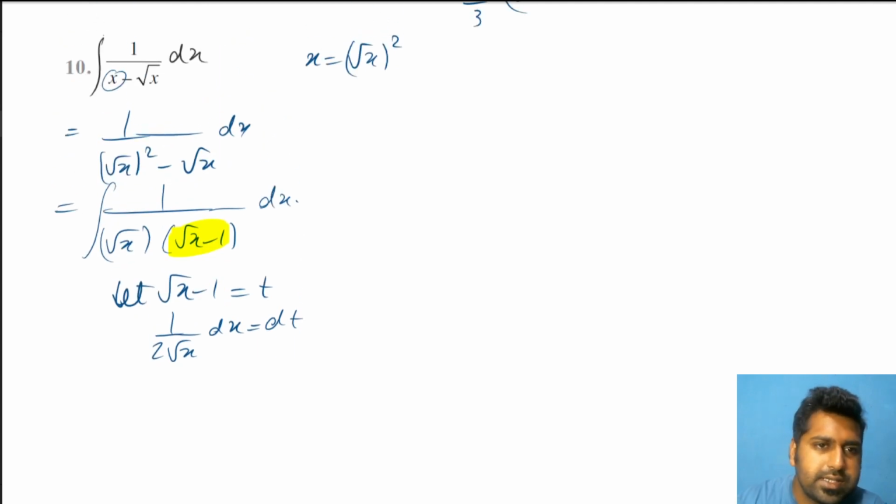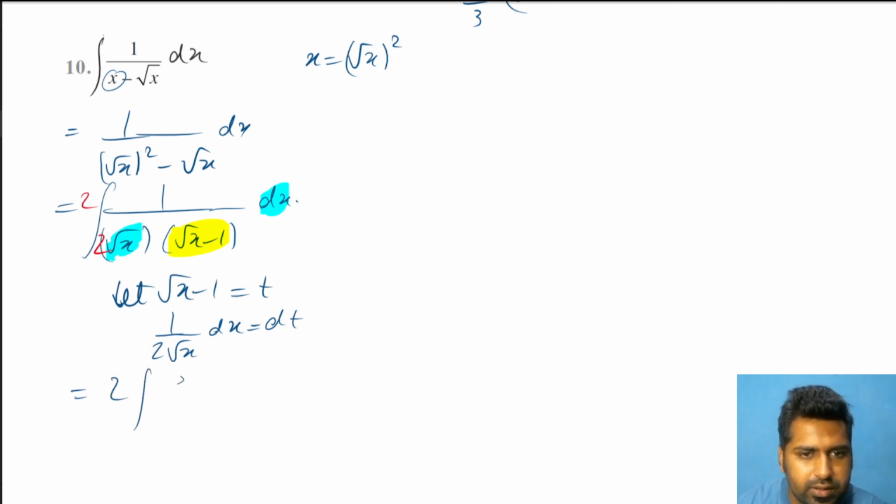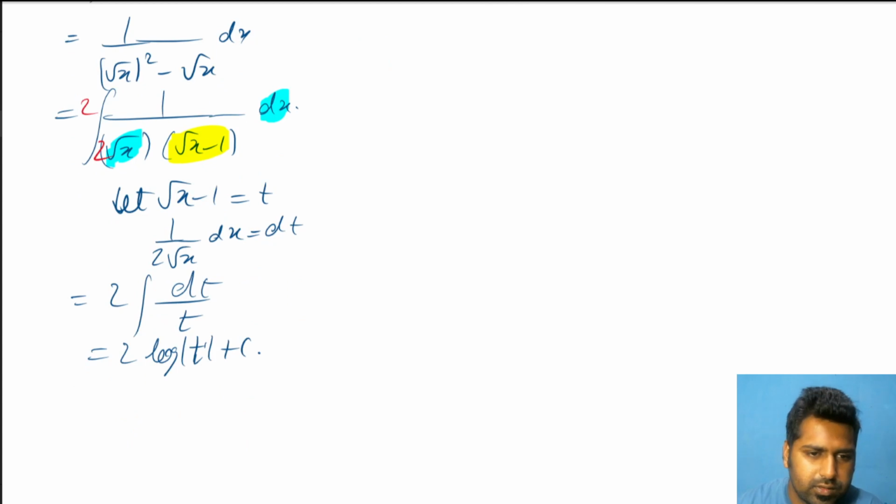So interestingly, you see you have root x in the denominator. You have dx also. All you need is 2. You know how you have to do? Multiply 2, do the adjustment, this question becomes 2 integration of dt upon t, since root x minus 1 is t. So what is that? 2 log mod t plus c. So 2 log mod t, with t as root x minus 1, plus c. That's your answer.